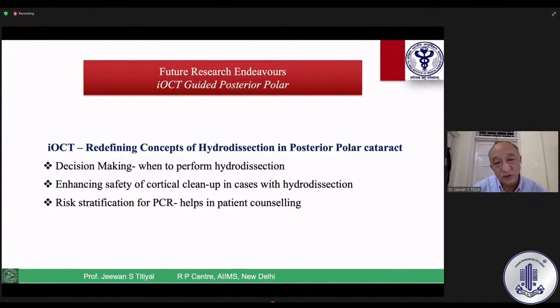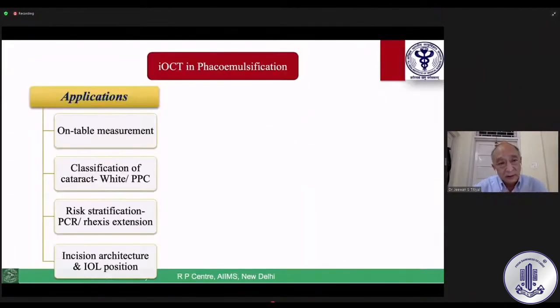So research in future, apart from IOCT giving you all these steps for modification, hydrodissection or no hydrodissection, you can look for a posterior capsular assessment right from the beginning of your step, right from your hydrodissection delineation to the end of your surgery also. So if I look into the various applications, as I talked about, on-table measurements of various areas of concern, classifying the tough cataracts like a white cataract and posterior polar cataract, then looking for a risk of a PCR or a posterior capsular dehiscence happening in difficult cases.